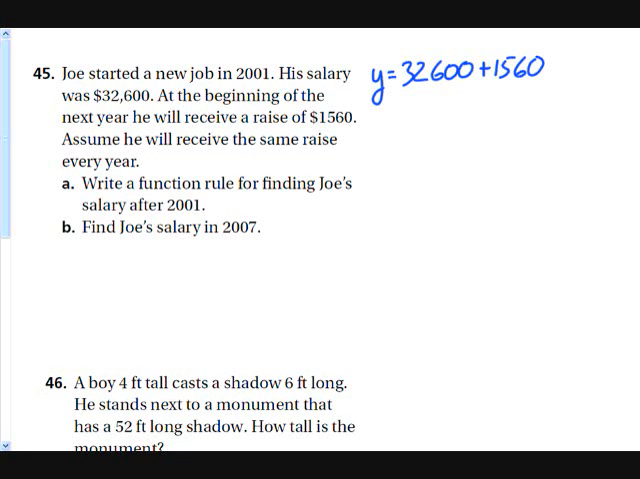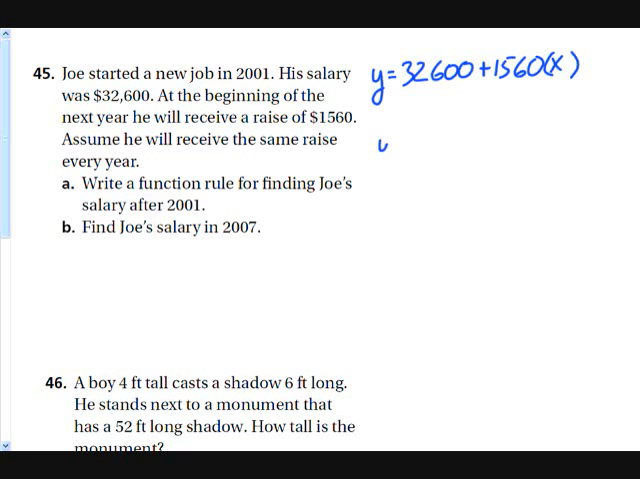After 2 years, we would double the amount we're going to add. So in other words, we would add $3,120 after 3 years. And the point here is that we're multiplying this 1,560 by the number of years past his first year that we have. So we'll call that x, the number of years.